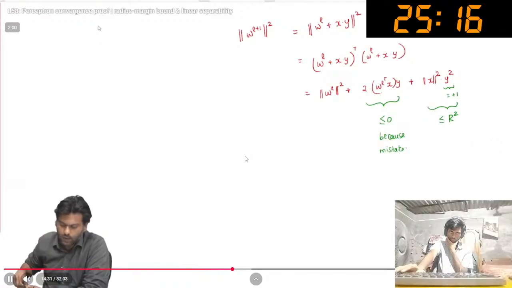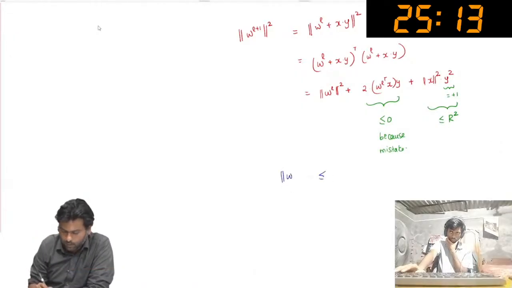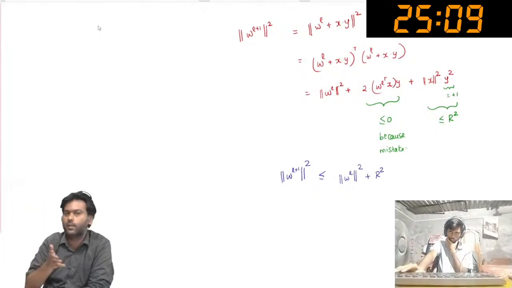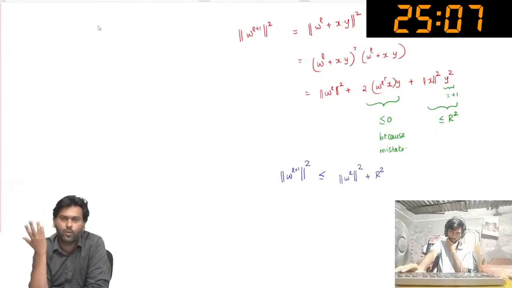So this guy has to be less than or equal to 0. So then we can upper bound the whole thing by the norm of WL plus 1 squared by norm WL squared plus r squared. Because this is less than or equal to 0, I can throw away the term and just say that this is less than or equal to just the first term plus the third term, which we know is less than or equal to r squared.